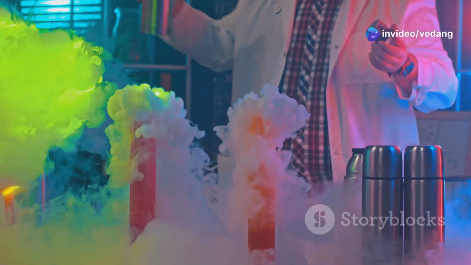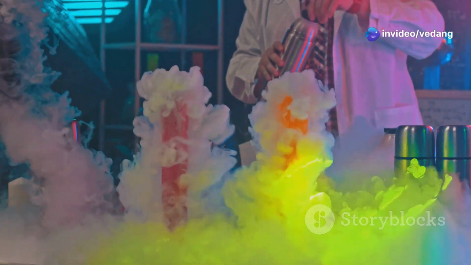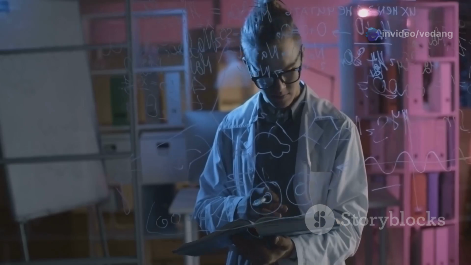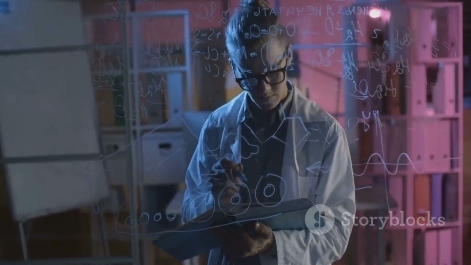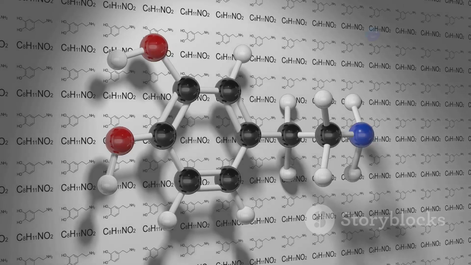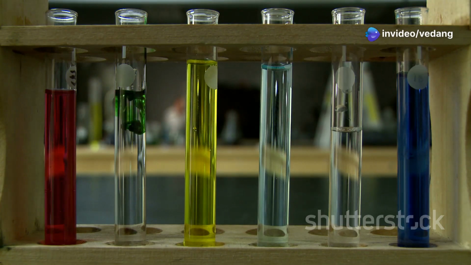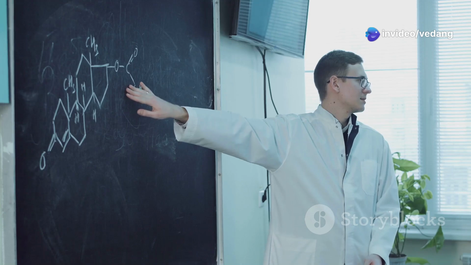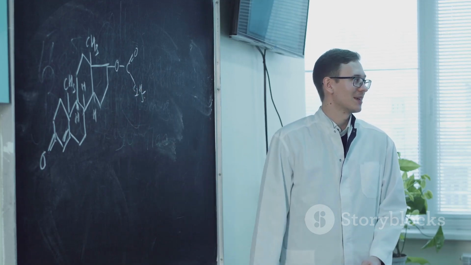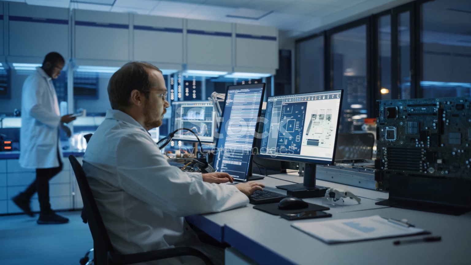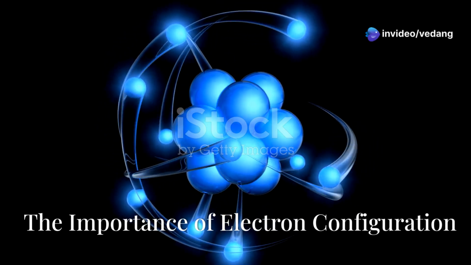Moreover, electron configuration plays a vital role in understanding and predicting chemical reactions. By knowing how electrons are arranged in an atom, chemists can predict how an element will react with others, what kind of bonds it will form, and even the color of compounds it might create. So as you can see, the principles of electron configuration are not just abstract concepts. They have practical applications that impact our daily lives in numerous ways.